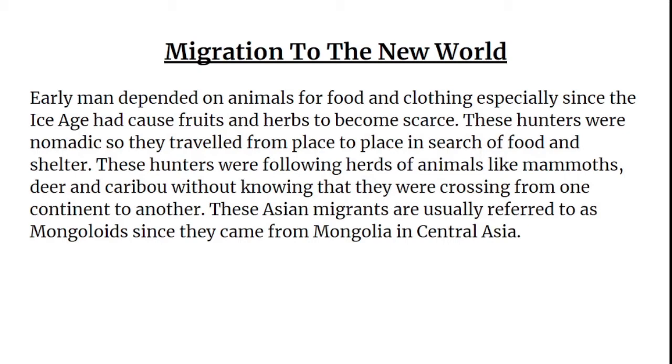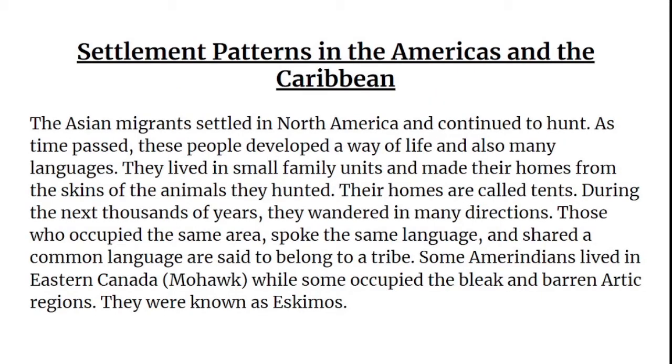So these hunters are what we call nomadic, right? So they travel from place to place in search of food and shelter. These hunters were following herds of animals like mammoths, deer, and caribou without knowing that they were crossing from one continent to another. These Asian immigrants are usually referred to as the Mongoloids, since they came from Mongolia to Central Asia. Please remember that. The Asian migrants who traveled from Asia to the Americas, we refer to them as Mongoloids. Yeah? So these Asian migrants who settled in North America obviously continued to hunt.